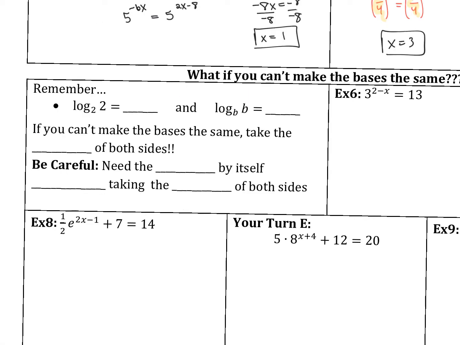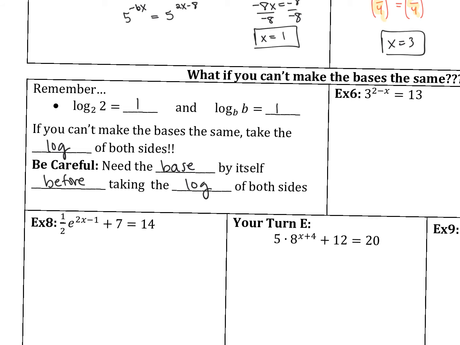Okay, so what if you can't make the bases the same? Like what if it doesn't work out perfectly like it did right there? Okay, remember, log base 2 of 2 is 1. Log base b of b, these cancel out and I get 1. So if you can't make the bases the same, what are you going to do? You're going to take the log of both sides. Be careful, because in order to do this, you need the base by itself before you can take the log of both sides.